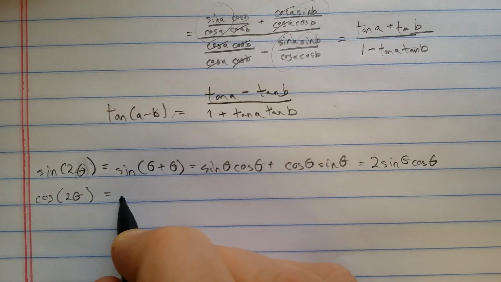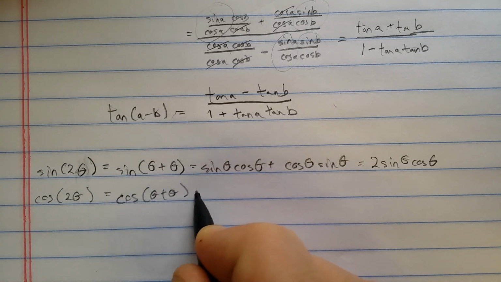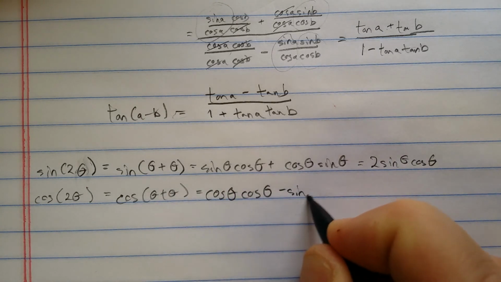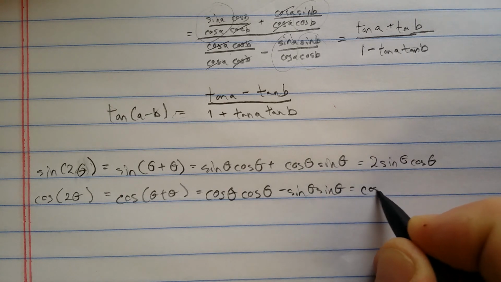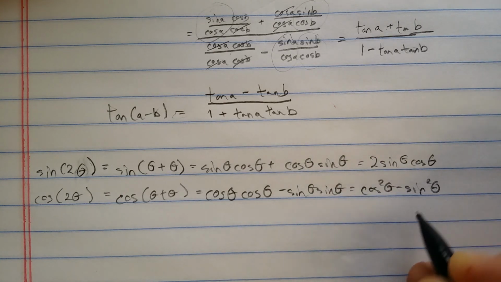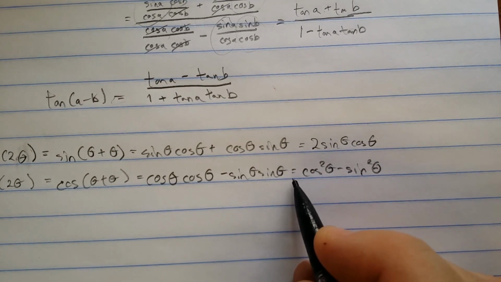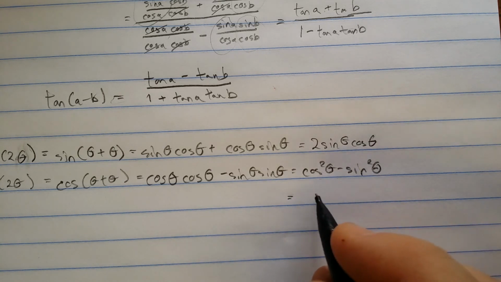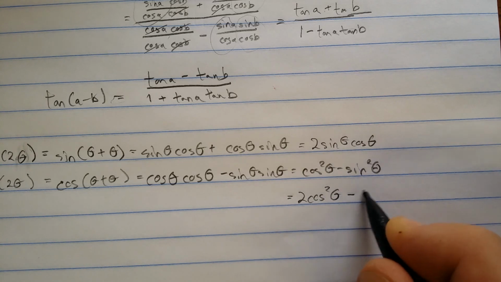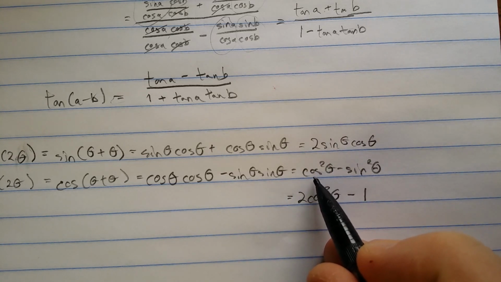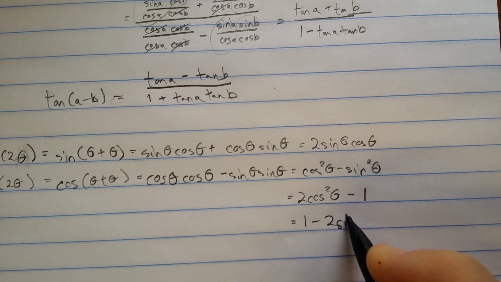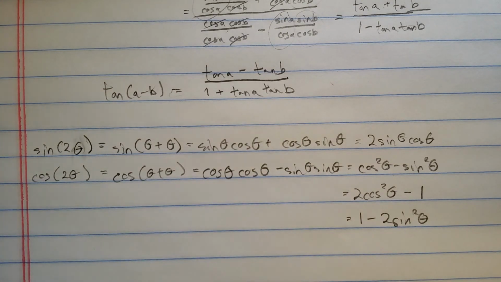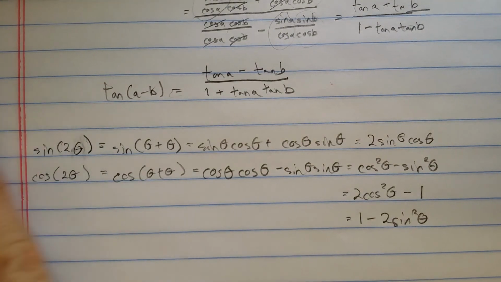Do something similar here for cosine. This is cosine of the first, cosine of the second, minus sine of the first, sine of the second. So that's cosine squared minus sine squared. Now, because of the Pythagorean identities, you can rewrite this in different forms. You can replace the sine squared with 1 minus cosine squared, and you could write it like this. Or you could replace the cosine squared with 1 minus sine squared, and then you would get 1 minus 2 sine squared. So there are 3 ways of writing cosine of a double angle, depending on what you want to do.